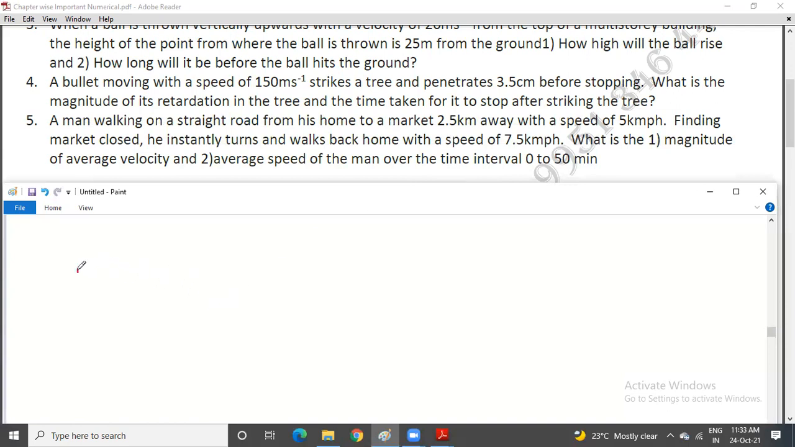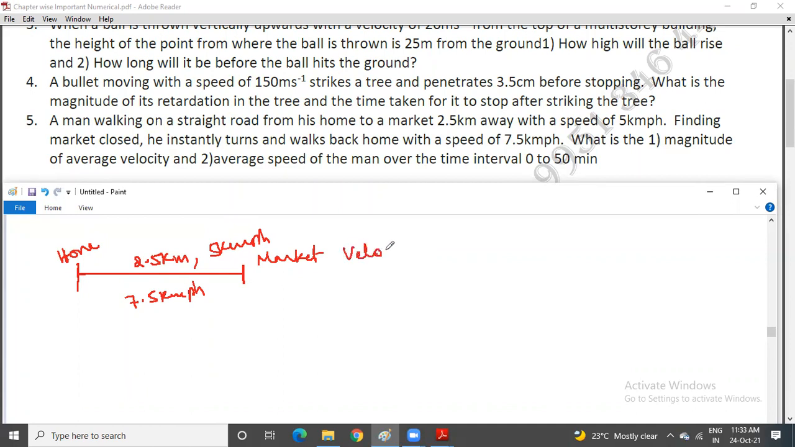So therefore, this is the home. So here is the market. So these two are at a gap of 2.5 kilometers. So while going to the market, she is walking with a speed of 5 kmph. While coming back, the same 2.5 is covered, but at 7.5 km per hour. Now remember, the question is average velocity.